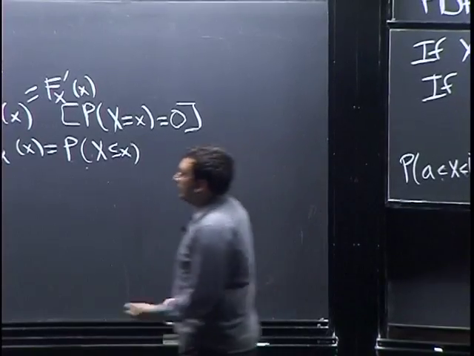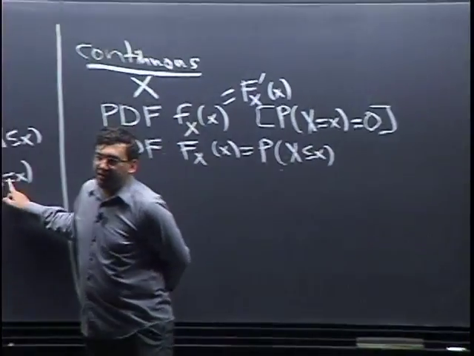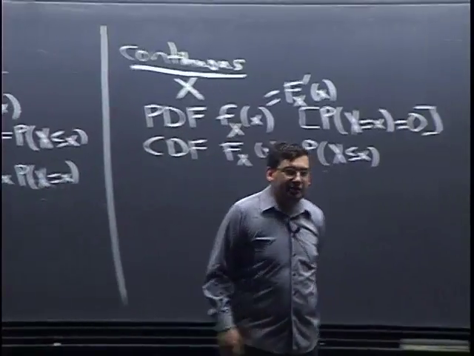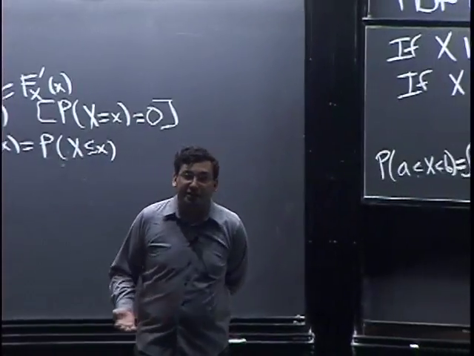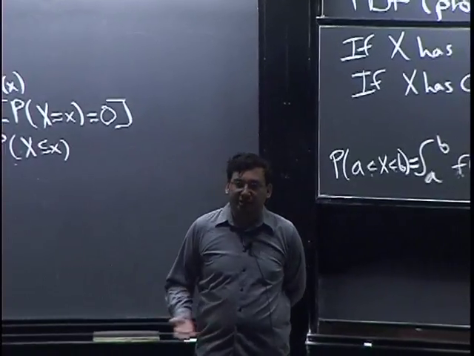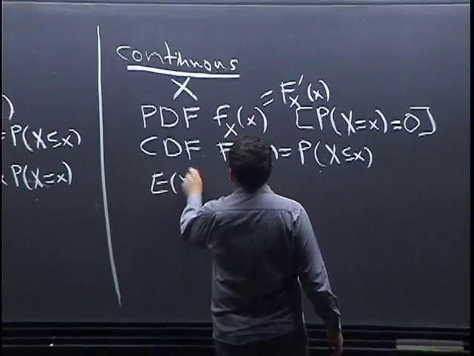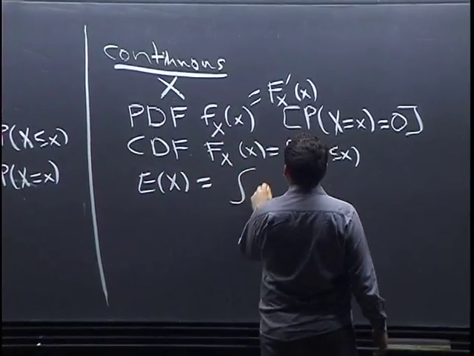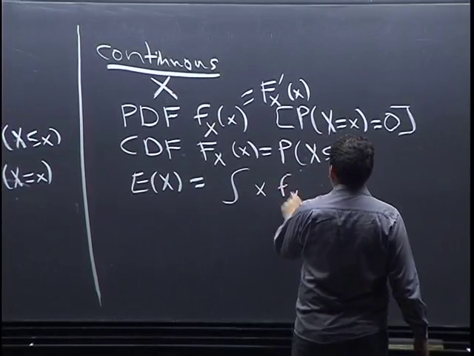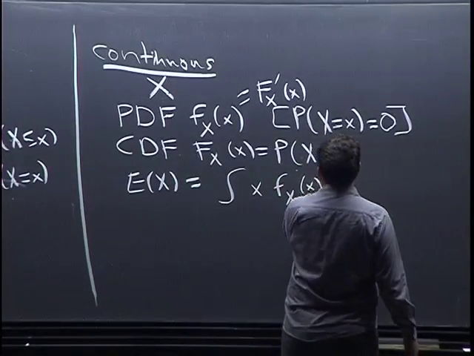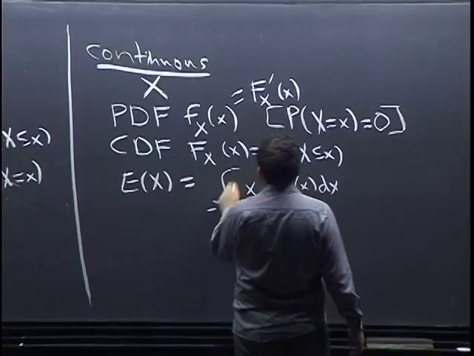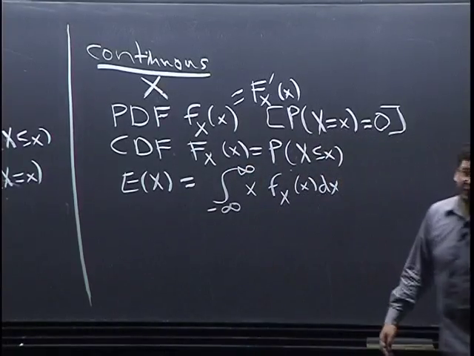So in the continuous case, this would just be 0, because all of these are 0, so that's not useful. But by analogy, instead of a sum, we'll do an integral. So the definition of the expected value in the continuous case is that we integrate x times the PDF. So it's completely analogous. And in general, we're going to integrate from minus infinity to infinity.